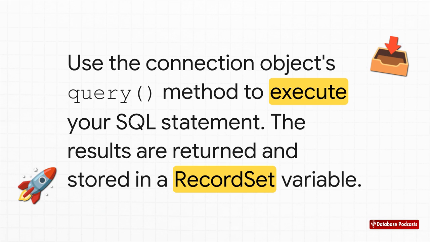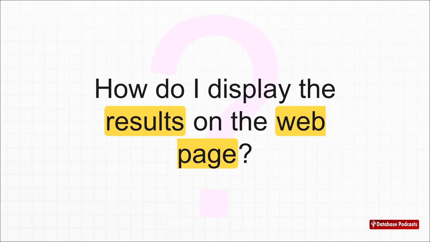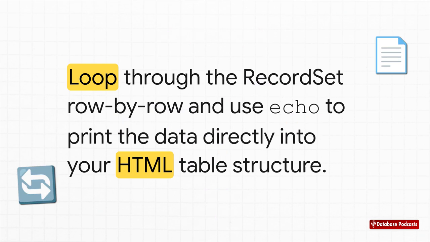We catch those results and store them in a variable, which is usually called a record set. Yes, we have the data. It's right there, sitting in that record set variable on our server. Now for the grand finale. We need to take that data, format it nicely, and actually put it into the HTML so the user can see it. And the way we do this is with a simple loop.